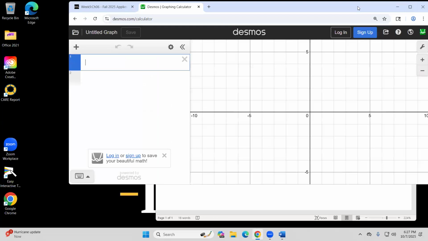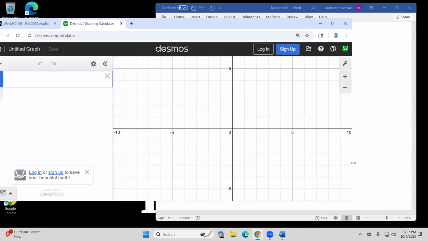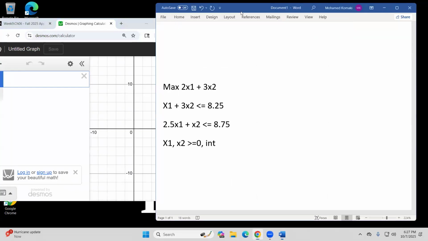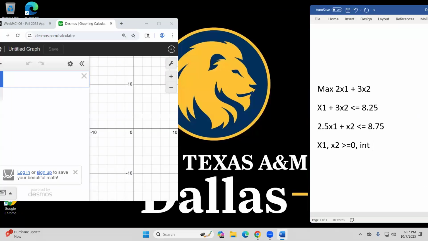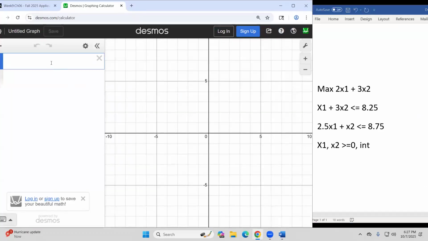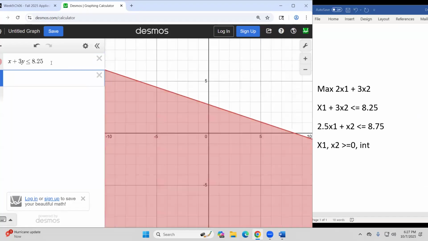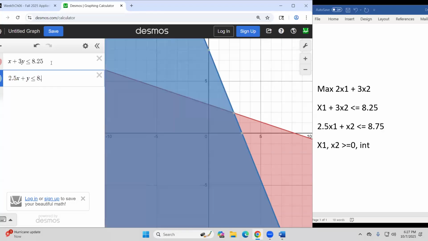So when we plot this, I have this problem and I want to plot this constraint. So it's x plus 3y less than or equal to 8.25, and 2.5 x plus y is less than or equal to 8.85.